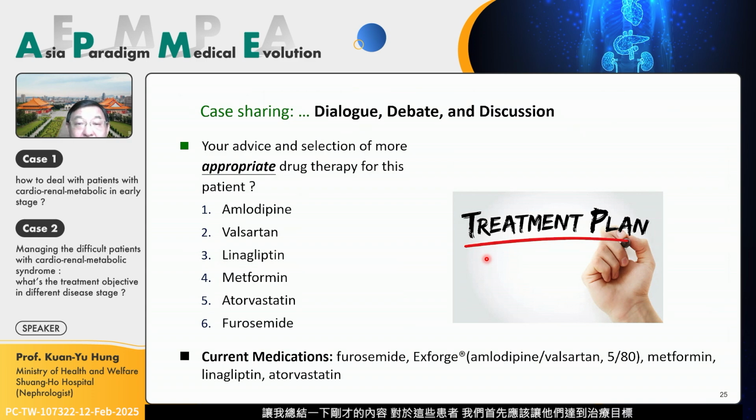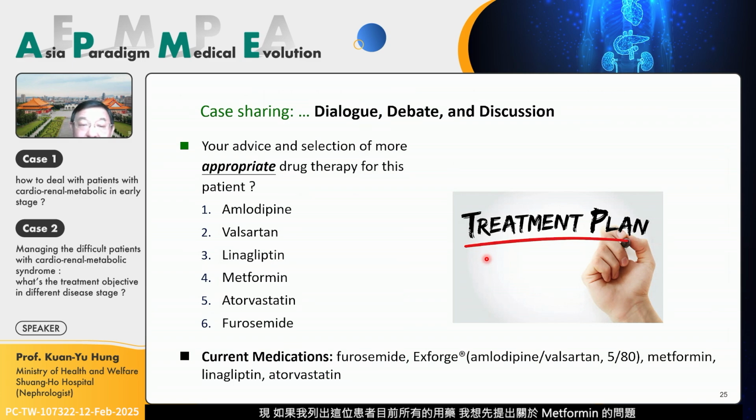Let me summarize what I just showed you. For these patients, we should have the patient stick to the therapeutic goal first, and for the others, we may choose the right agent for the patient. The patient has poor diabetes control, so we will add on the SGLT2 inhibitors. But as far as I know, any one single agent could not change everything. So we still need to have holistic care for these patients.